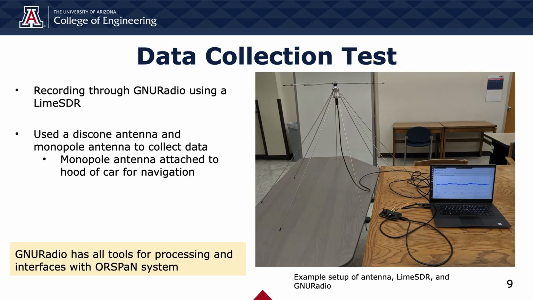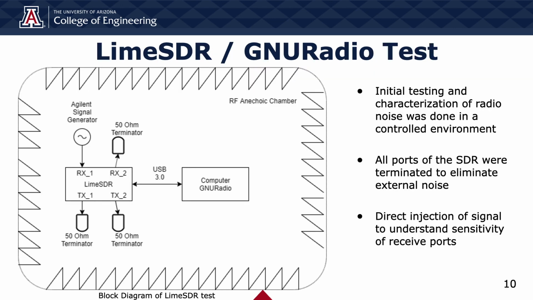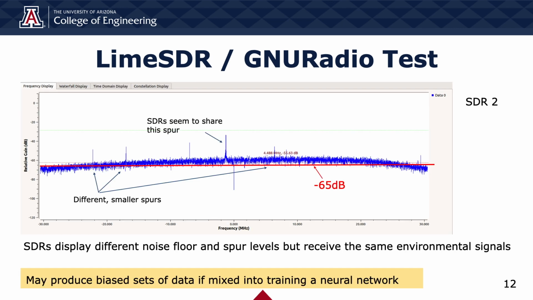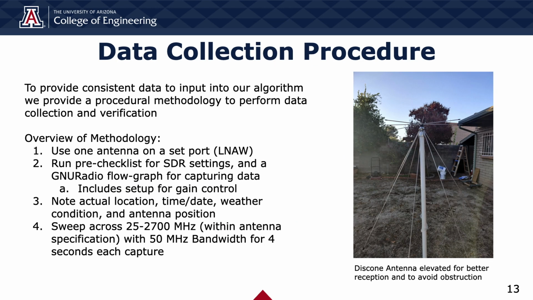Here is a picture of the actual GNURadio software that was used to collect data. To test the noise of the SDR, as well as verify that we're operating within the bandwidth, we put the SDR in an anechoic chamber. The SDR ports were terminated to eliminate external noise, and we directly injected a signal. Looking at these 2 pictures, some of the spurs do occur in the SDR, which suggests the datasets could be biased between these SDRs. To counteract this, we established a procedure to efficiently and consistently collect data to input to our algorithms.